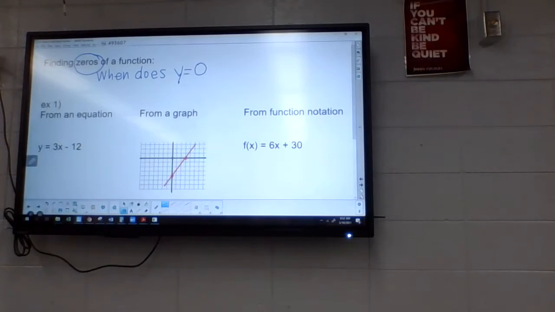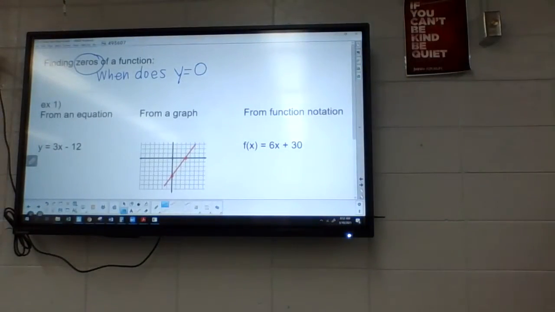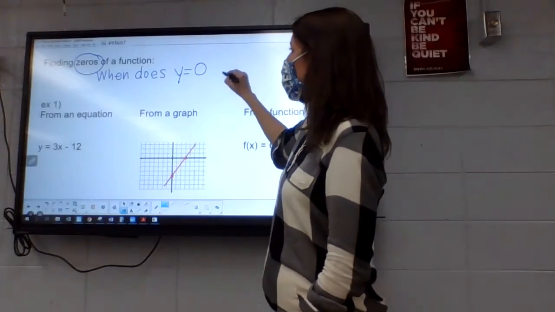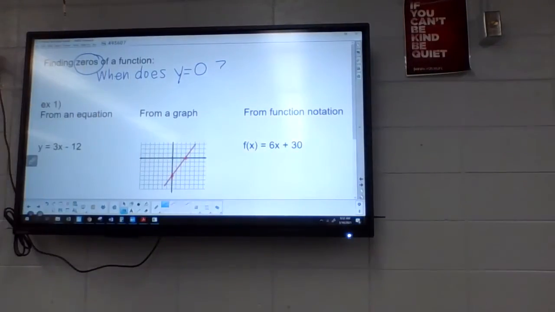So we're just doing these short notes today because of our activity. The zero of the function is basically asking when does y equal 0? So we're going to find x. When they ask for a zero of the function, they're asking for x. In these three examples, finding that 0 is slightly different depending on the problem.